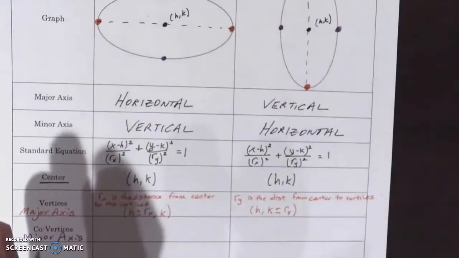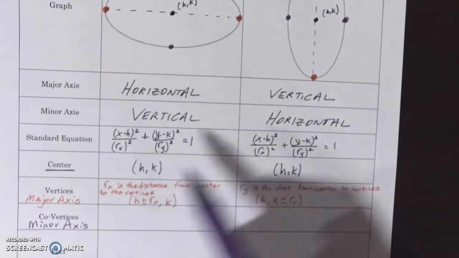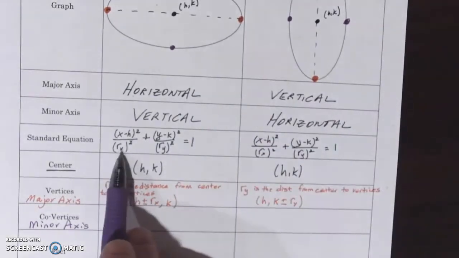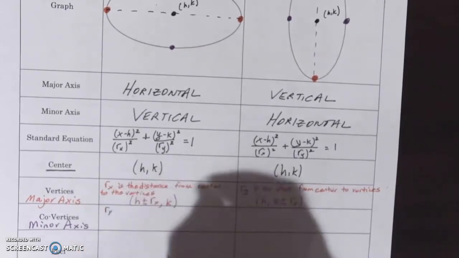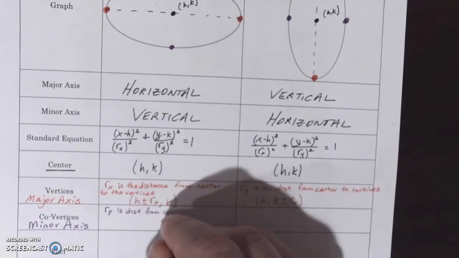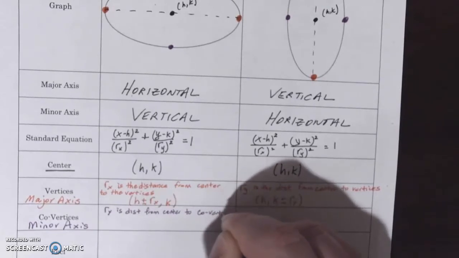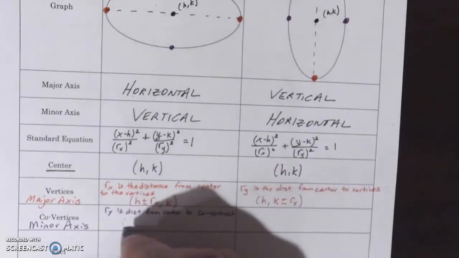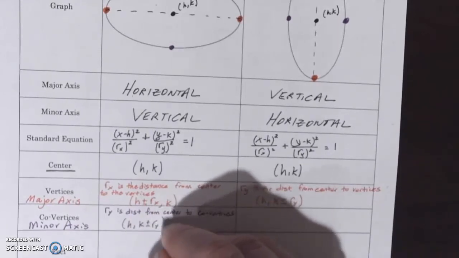And that's where the minor number under the denominator would come into play. So for this first one, the horizontal is the distance from the center to the major axis vertices, or just the vertices. The number under the y, so r sub y in this case, is the distance from the center to the co-vertices. That would be at h comma k plus or minus r sub y.